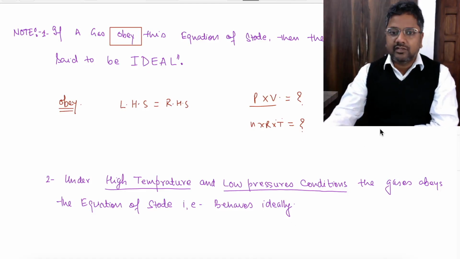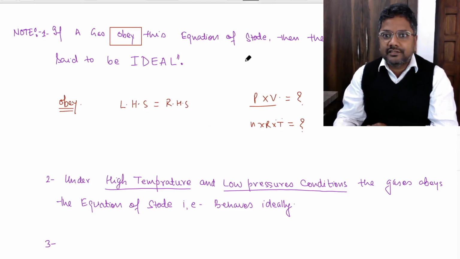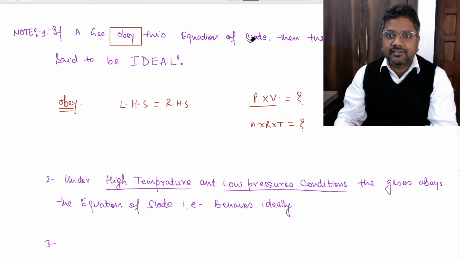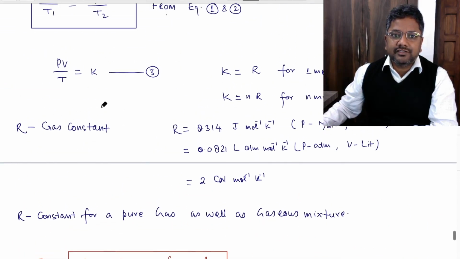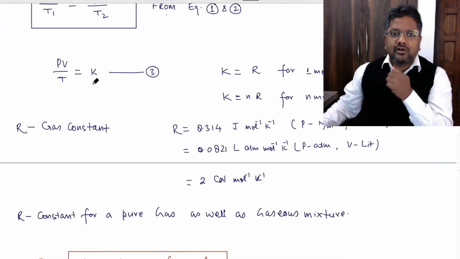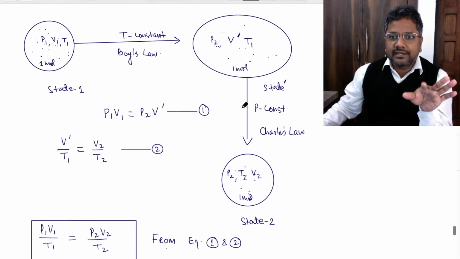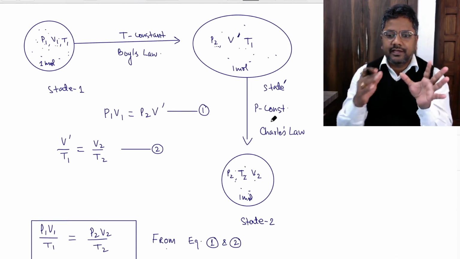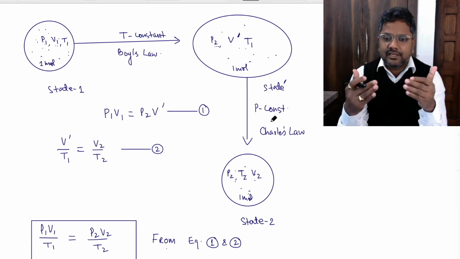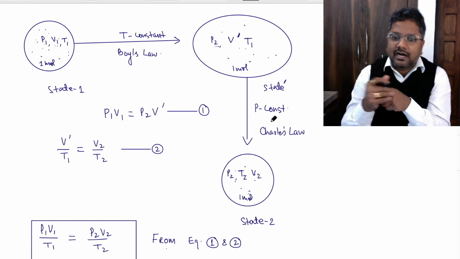One more point we can add here: suppose any gas obeys this equation of state, which is equation 3. Obviously, if a gas obeys this equation of state, it will definitely obey Boyle's law and Charles' law. So if a gas obeys both Boyle's law and Charles' law, then the behavior of the gas is said to be ideal.